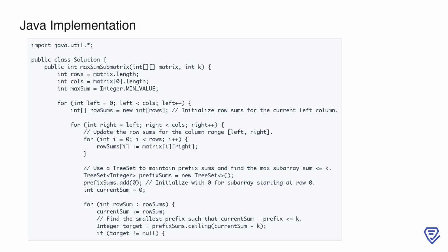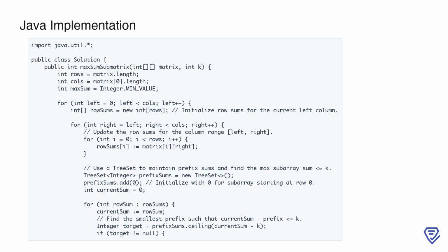The outer loop iterates over all possible starting columns, represented by left. For each starting column, we create an array called rowsums to store cumulative sums of each row for the current column range. Next, we use another loop to iterate over all possible ending columns, represented by right. For each column pair, left, right, we update the rowsums array by adding the values of the matrix for the current column right to the respective rows. This effectively calculates the sum of each row in the rectangle defined by the column range, left, right.